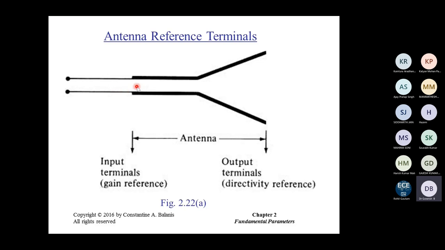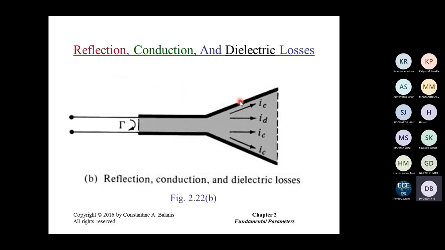The rest of the power, I would like to call P in. P in is what goes into the antenna input terminals. Not all of the input power gets radiated, not all of it becomes P radiated. There will be some losses, the conduction losses and the dielectric losses. So you have P available here, and a part of it gets reflected because of the impedance mismatch between the antenna and the transmission line. And the rest of the power, that is P in, whatever goes into the antenna, not all of it gets radiated.